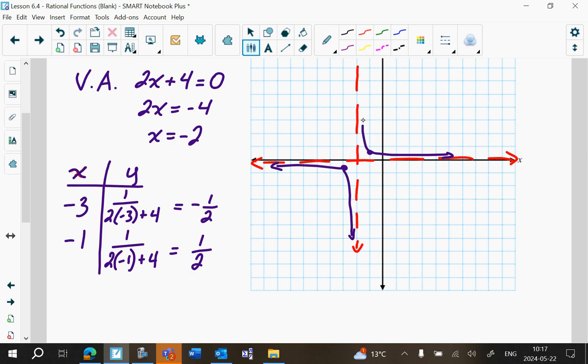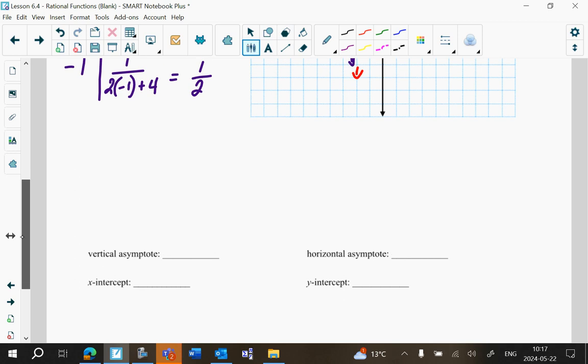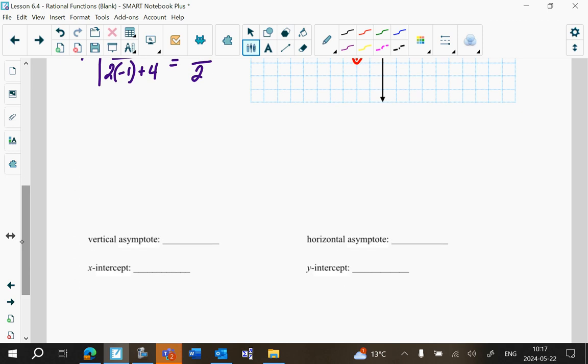So your asymptotes, you just basically have to copy down what we did at the beginning. The vertical is x equals negative 2. The horizontal is y equals 0. This is always going to be the same. But for the y-intercept, if you look at your graph, it's going to be a fraction, so I've got to use algebra.